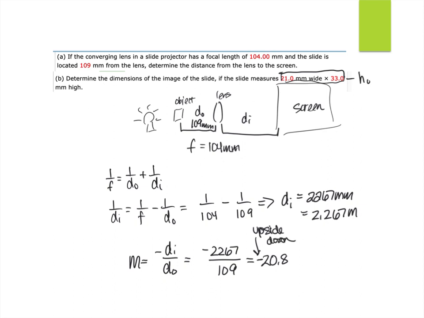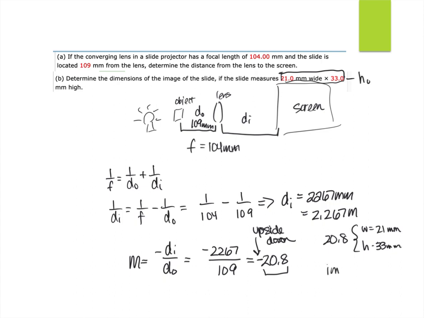Since in this case we have a real image, we actually get a negative magnification. All that means is when the image comes up on the screen, it inverts the object, so we put our slides in the slide projector upside down so that they appear right side up on the screen. So I'm really only concerned about the 20.8. This is how much bigger it's going to be. So I take 20.8 times my width, which is 21 millimeters, and my height, which is 33 millimeters. I'm going to multiply both of those by 20.8.